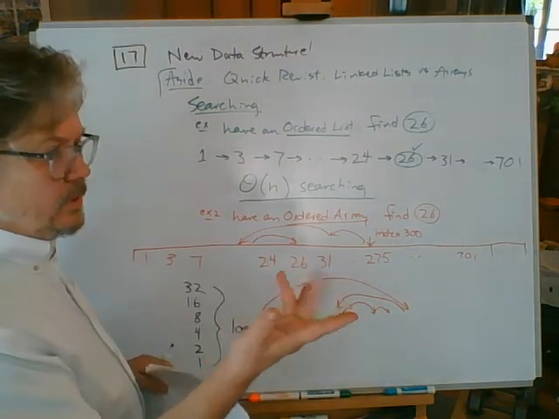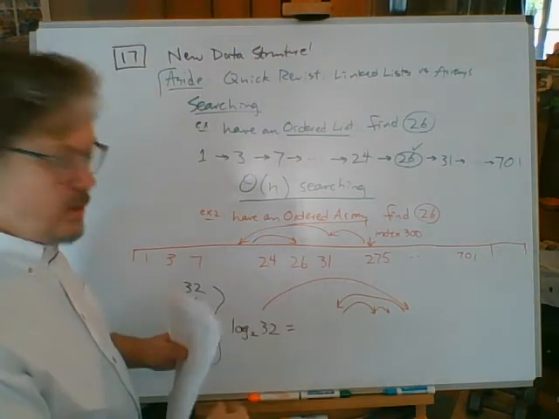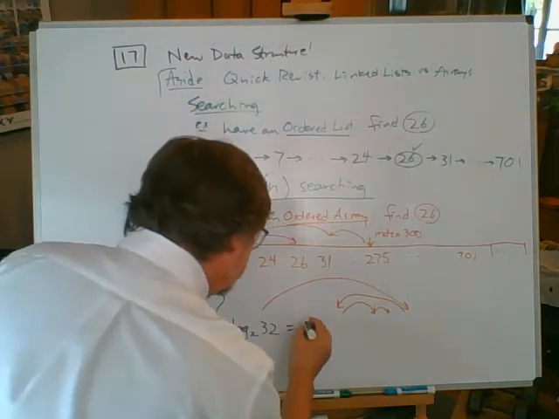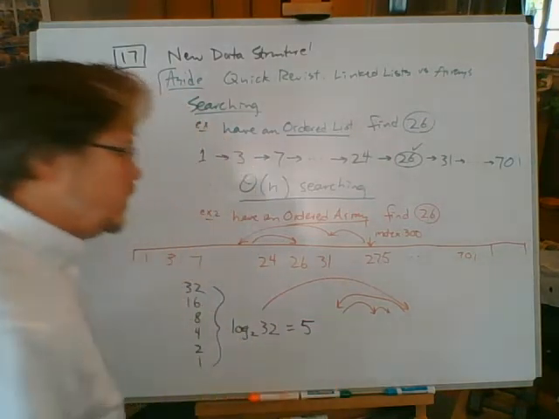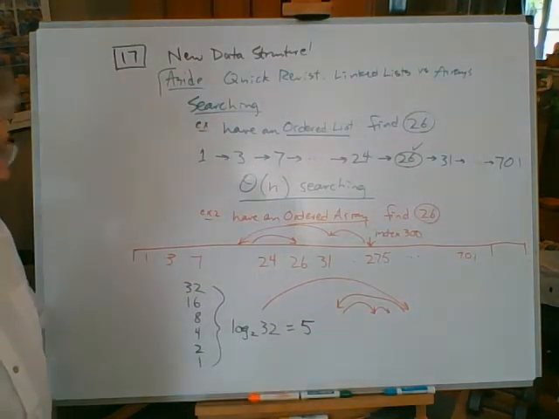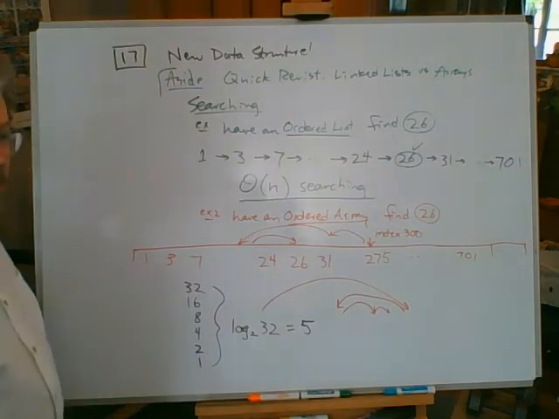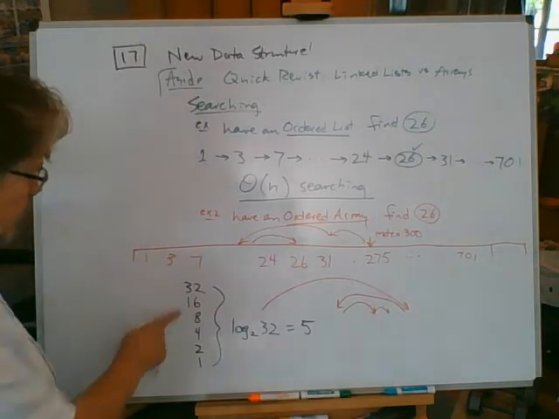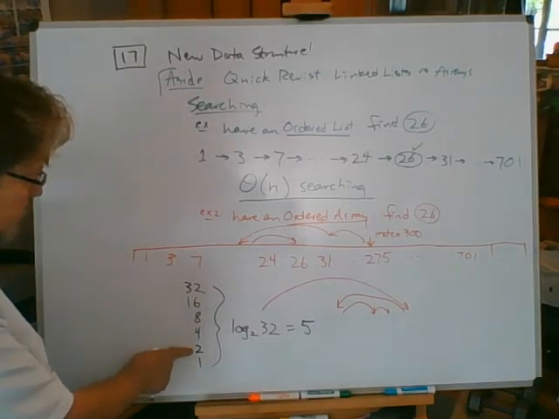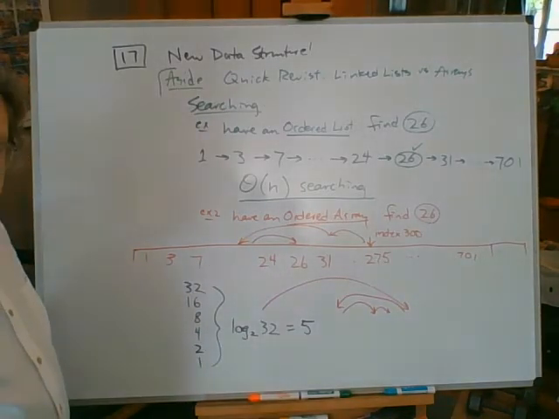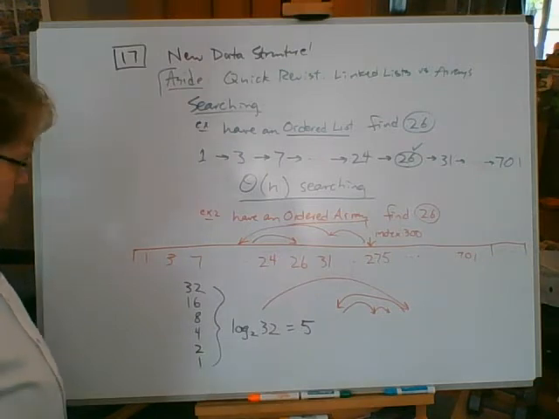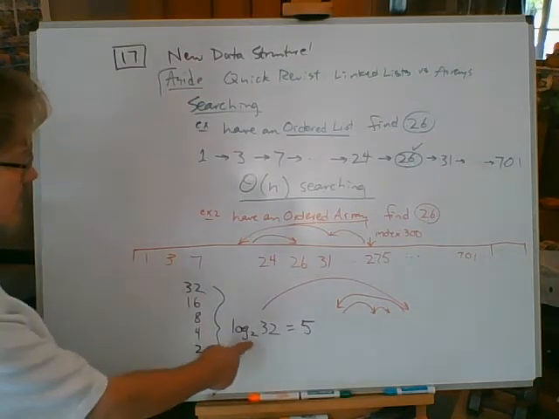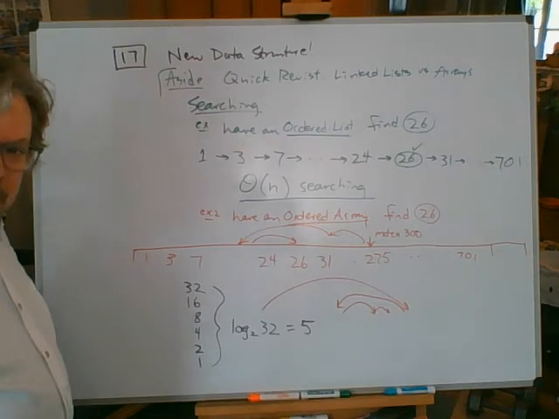2 times 2 is 4, times 2 is 8, times 2 is 16, times 2 is 32. 5, which is an alternative way to think of it to the original description I gave. How many times can you cut 32 in half until you can't cut it in half anymore if it's got to be a whole number? Once, twice, 3, 4, 5. Cut it in half 5 times. Log base 2 of 32 is 5.